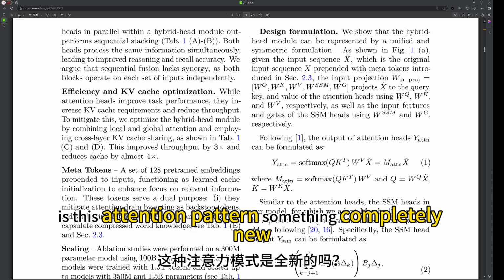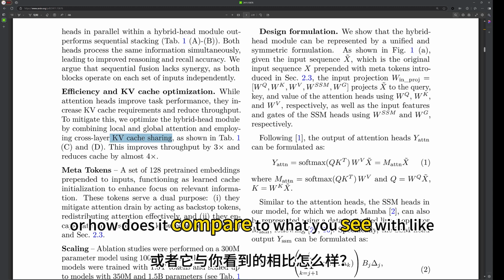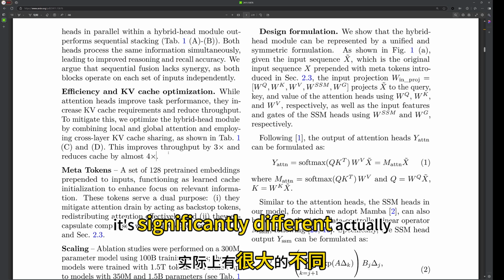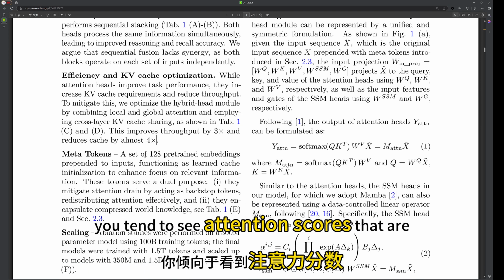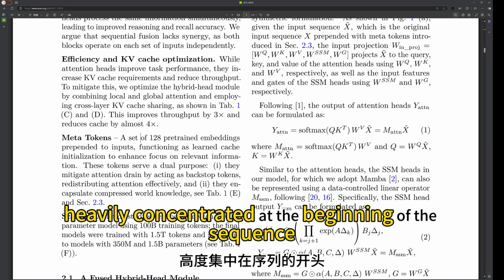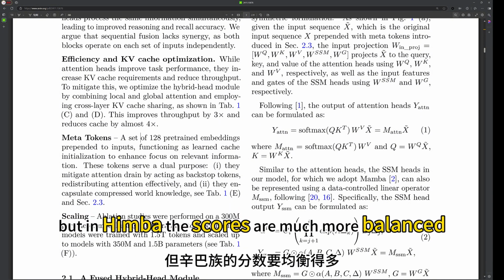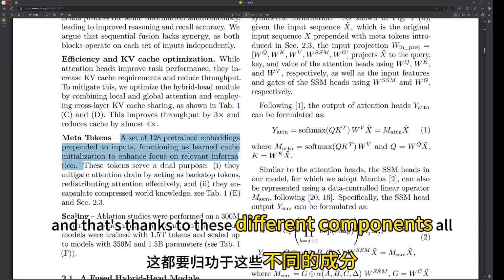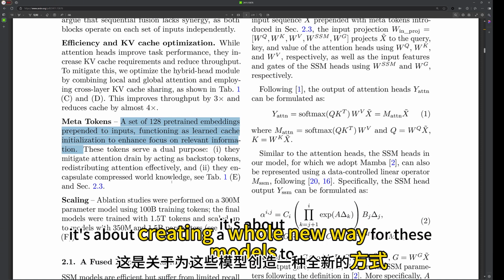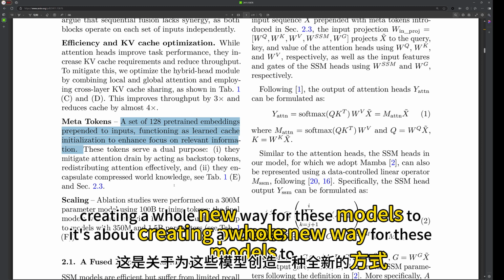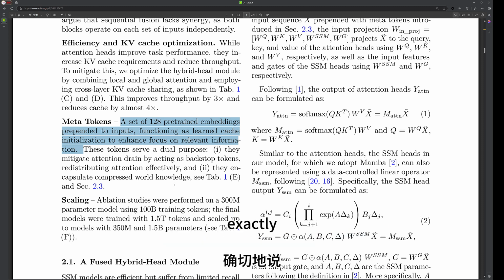Wow. And for the LLM experts out there, is this attention pattern something completely new, or how does it compare to what you see with traditional transformers? It's significantly different, actually. So in a vanilla transformer, you tend to see attention scores that are heavily concentrated at the beginning of the sequence. But in Hymba, the scores are much more balanced across the entire input, and that's thanks to these different components all working together. So it's not just about combining two approaches, it's about creating a whole new way for these models to process information. Exactly.